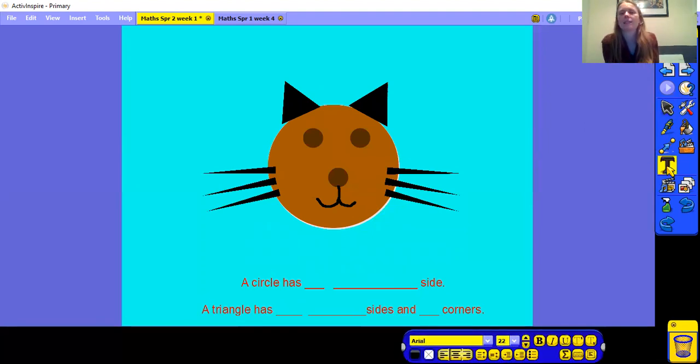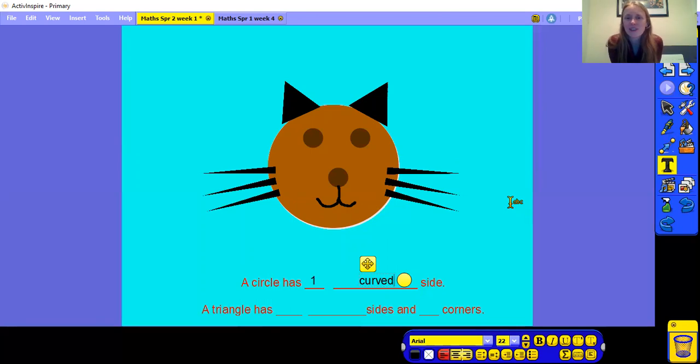Now, let's fill in our STEM sentences again before we have a look at this picture. So think about a circle. Pause the video and tell your grown-up, what properties does a circle have? Let's see if you got it right. A circle has 1. What kind of side? 1 curved side. Well done if you got that right. Now pause the video again and work out the properties that a triangle has. Then come back and we will look at it together.